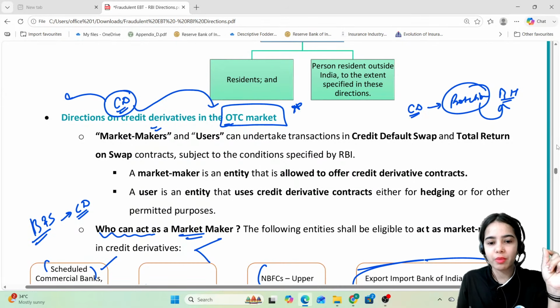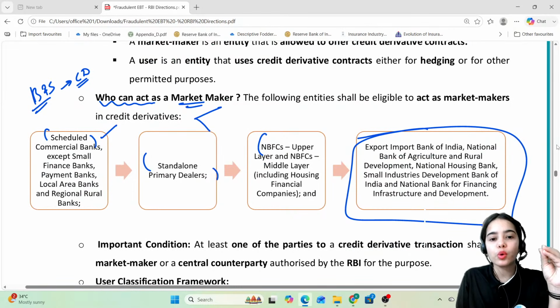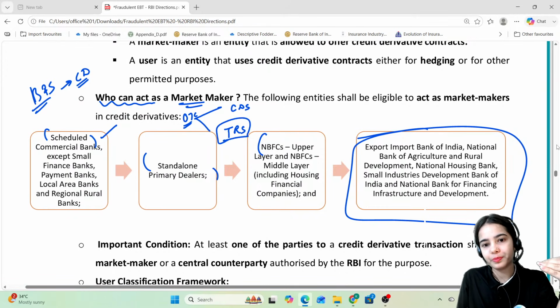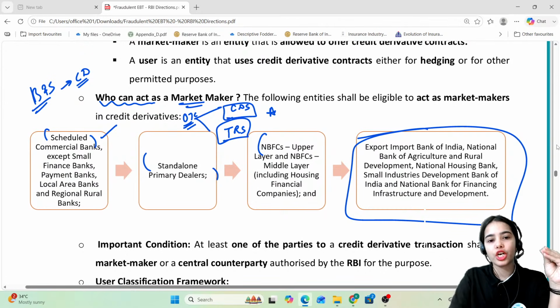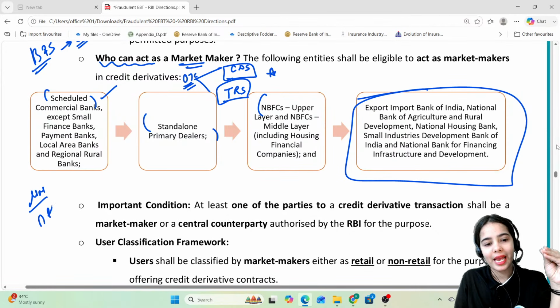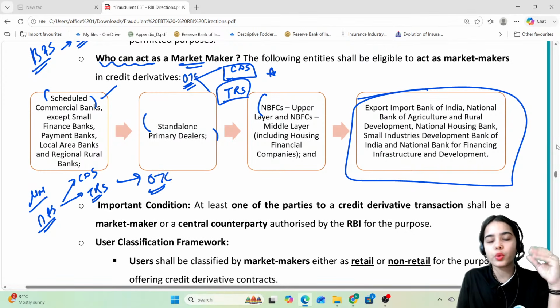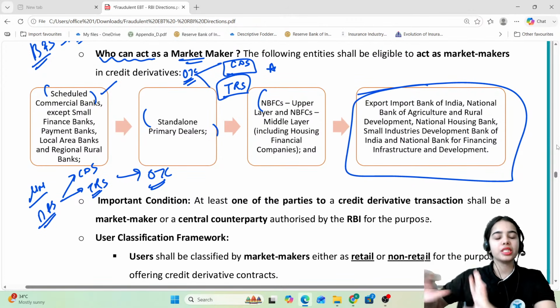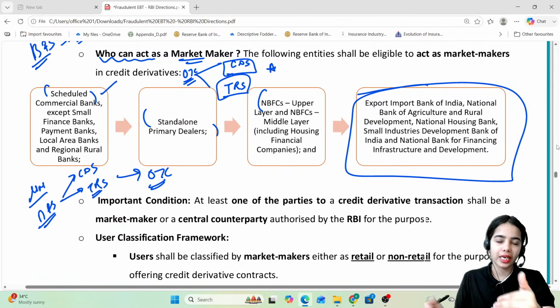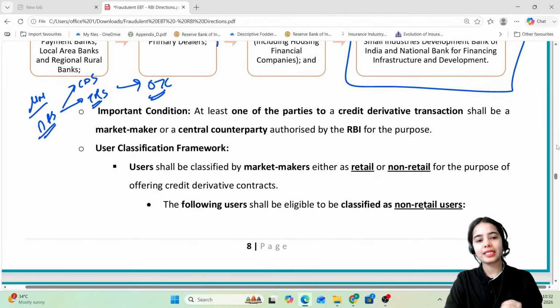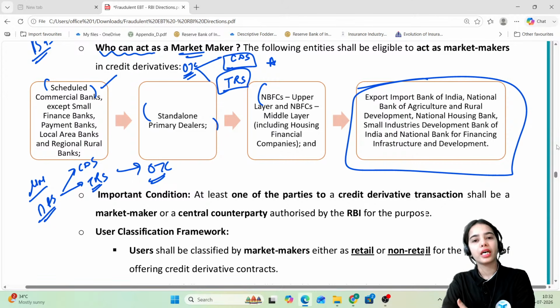So who can act as market makers? These entities can act as market makers in the OTC market for both the credit default swap and the total return swap. They can buy and sell both instruments in the OTC market, because the stock exchanges have different working conditions, and they are regulated by SEBI. So this is the idea. RBI has said that these are the market makers, the banks, NBFCs, and all India financial institutions that can buy and sell the credit default swap.